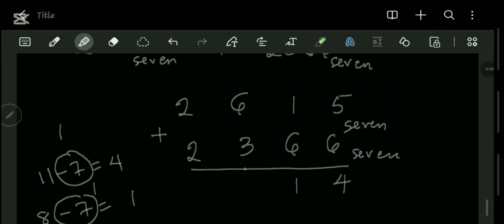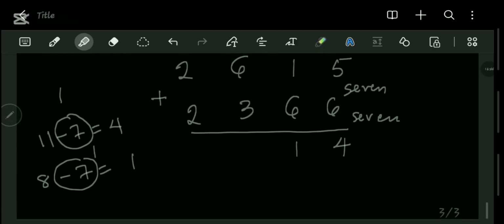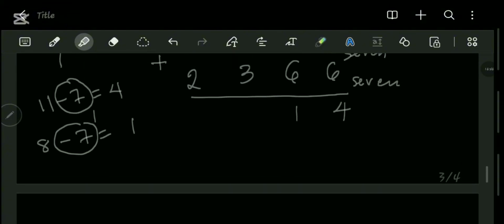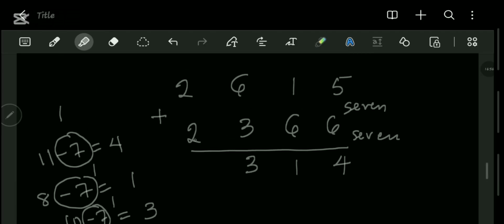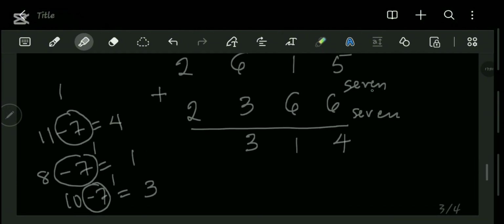Then 6 plus 3 is 9, right? And 9 plus the one you are bringing over is 10. So we can't write 10 there. So we have to subtract the base from the number. So 10 minus 7 is giving us 3. So you can drop your 3 here, and you have to carry 1 to the next. So 2 plus 2 is 4, plus 1 is 5. If you check, 5 is still okay. 5 is not up to 7. So we can drop 5 here. And this is your answer in base 7.